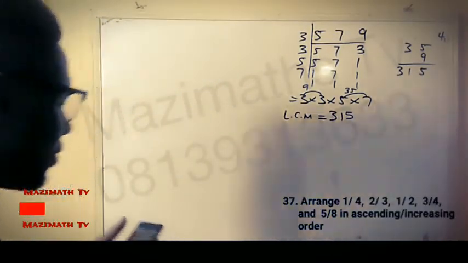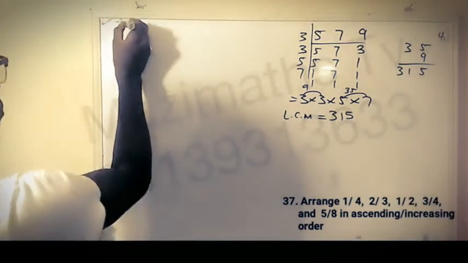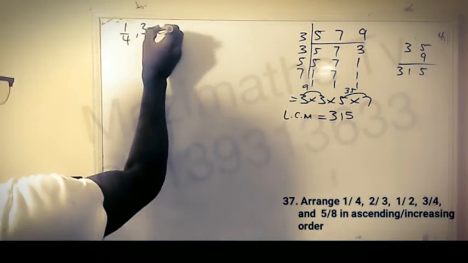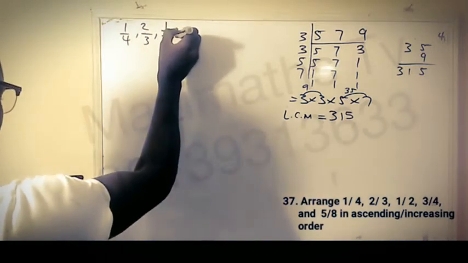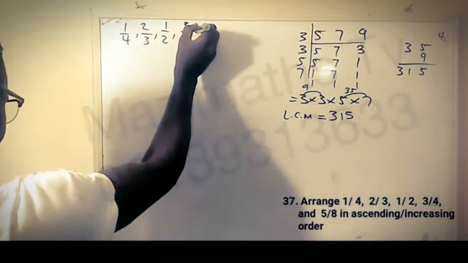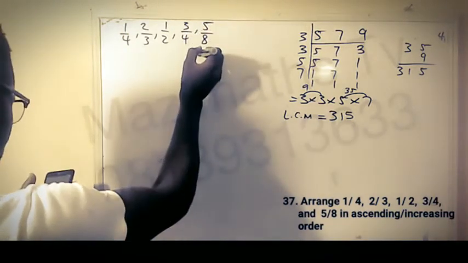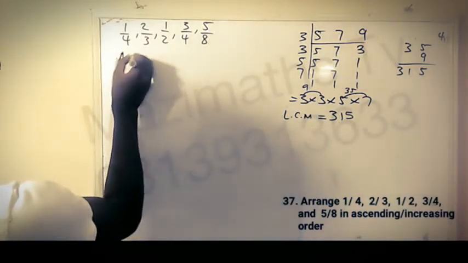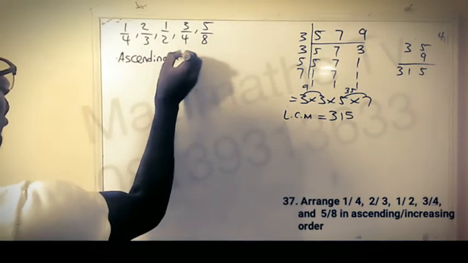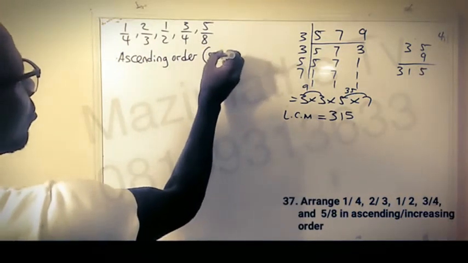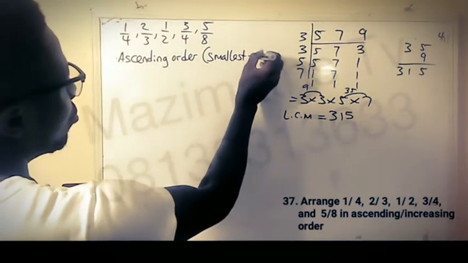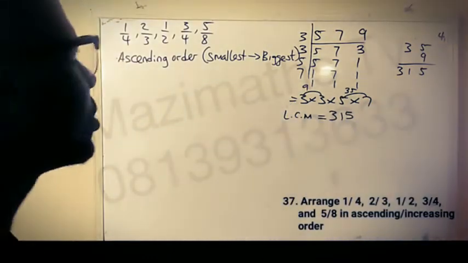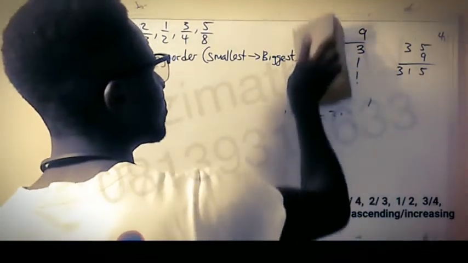Question number 37. Arrange 1 over 4, 2 over 3, 1 over 2, 3 over 4 and 5 over 8 in ascending order, which means smallest to biggest.